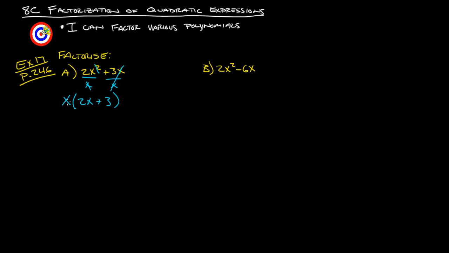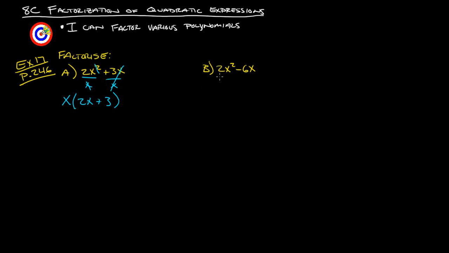Now if you distribute this x back through, x times 2x is 2x squared, and x times 3 is 3x, so you get back what you started with. It would be a great idea on this video that at any point you feel like you've got this, you pause it before I go to the second one, try it out on your own first, and then check and see if we got the same answers.